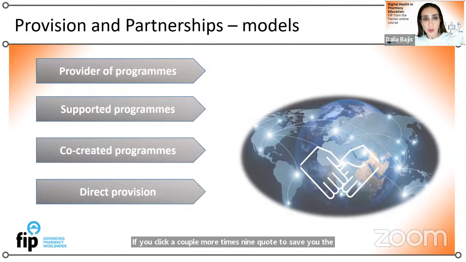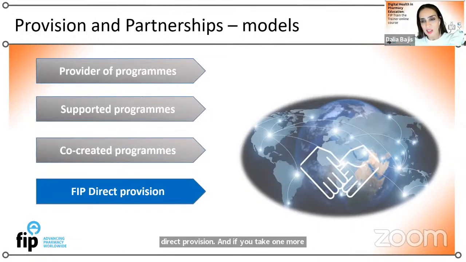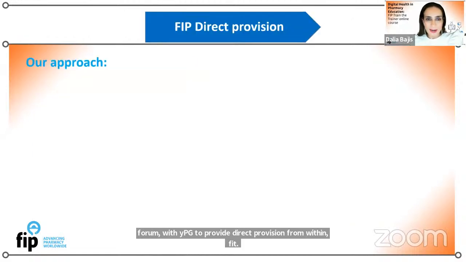If you click a couple more times, Narko, to save you the hassle, we can also support, we can also co-create, and we can work together with providers, but also we can work across the FIP constituencies internally via the fourth model, where FIP provides direct provision. And if you click one more time, highlighted in blue is exactly what we have done with our colleagues here today from the academic pharmacy section, from the technology forum with YPG to provide direct provision from within FIP. One more click, please, Narko.